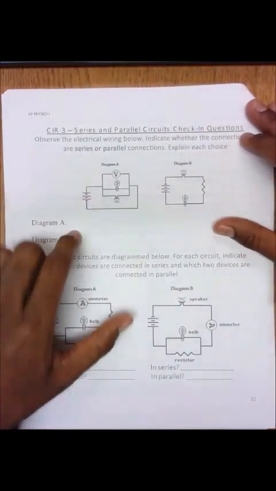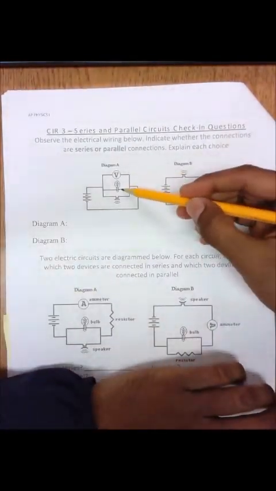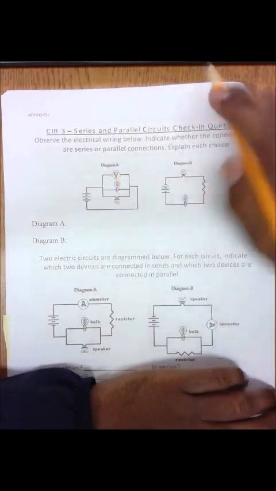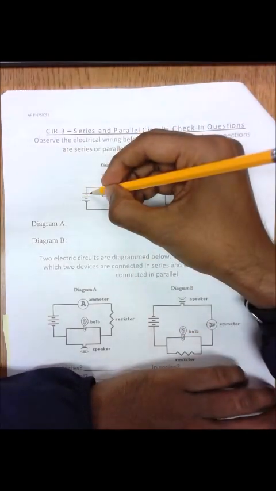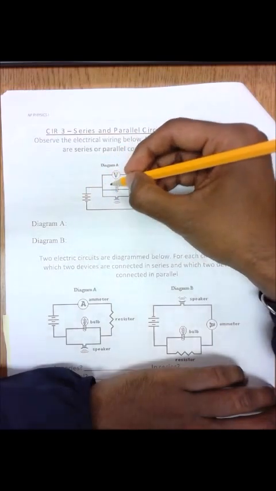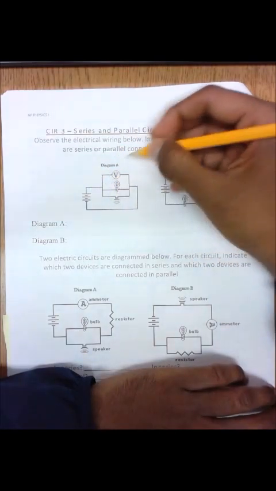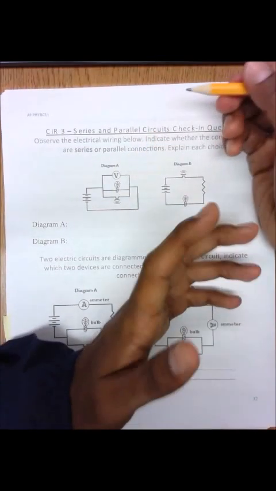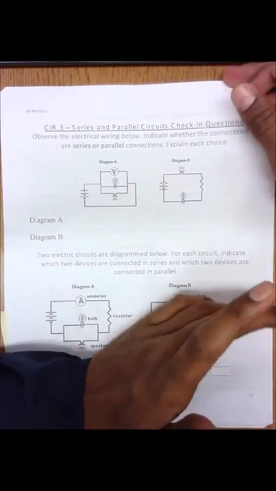Now, for the check-in questions over here, we have diagram A and diagram B. We want to identify whether these are series or parallel connections. When I look at diagram A, the current goes from this part of the battery to here. Then there's some funky stuff going on here. There's a voltmeter, there's a light, there's a speaker. I've never seen this many different things in a circuit before.